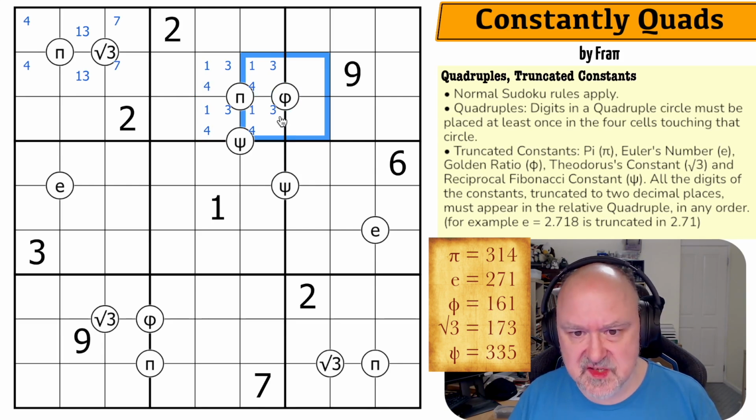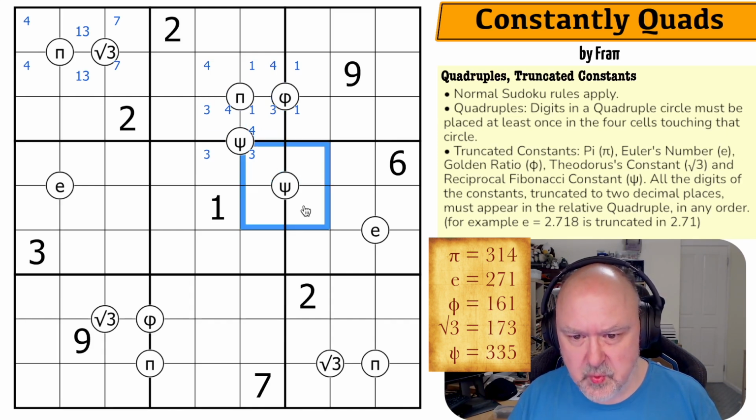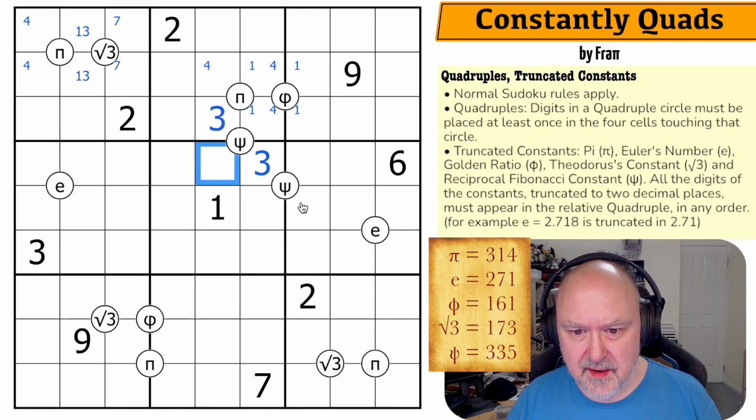So it's 161. So there's a 1 in each of these. There's no 1 here, and I must put a 6 in one of these. Okay, great. Now this one must have 2 3s. So there's no 3 here. There is 3 here, there is 3 here, and this one is 335, and I can't see what to do with the 5. This one is also 335, so there must be a 3 in one of those two. So that's the 3, that's not the 3, that's the 3. There's now a 3 here, and there's a 5 in one of those two.